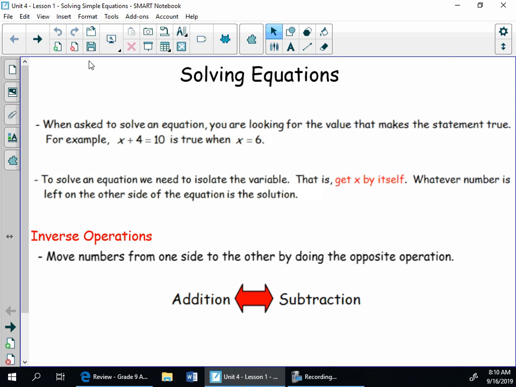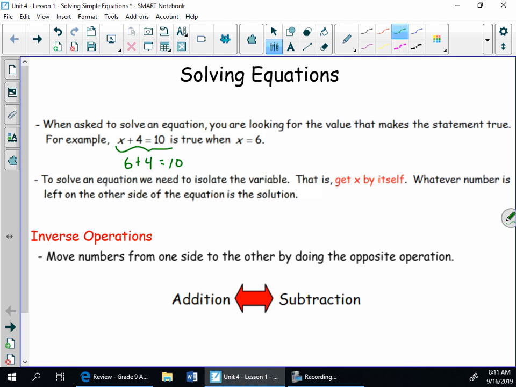For instance, if we have x plus 4 equals 10, the only thing that x could be, the unknown, would be 6, because 6 plus 4 is 10. There is no other combination of anything that would make that statement, that sentence, true.